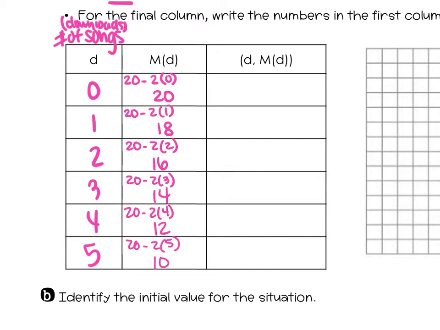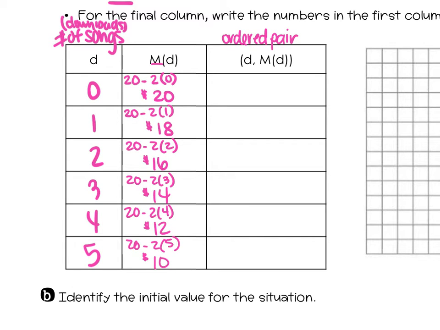Okay, hopefully you paused and are now checking your answers. If you notice, it went down by 2 each time. And just to give you some context here, this would be how much money, M for money in this case. The last column just wants you to write your answer as an ordered pair.